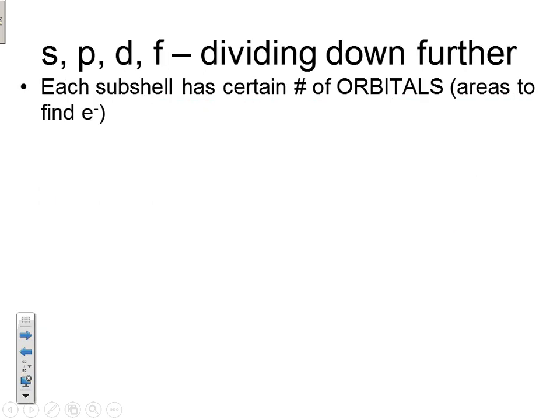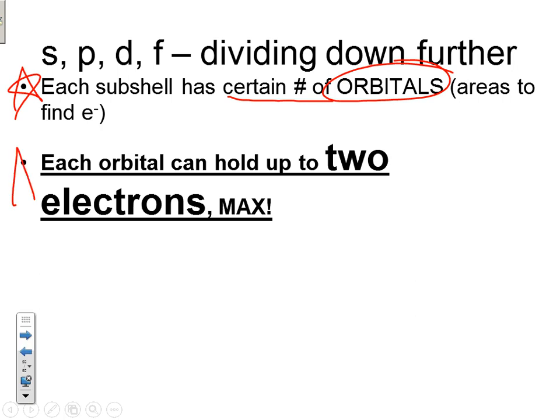And then S, P, D, and F, there's more that we can say about those, because each subshell has a certain number of orbitals, areas of space where we can find an electron, or where it's highly likely that we'll find an electron. So this is big too, because there's a cap. Each subshell can only fit a certain number of electrons based on the number of orbitals. Now remember, this is super big. Each orbital can only hold up to 2 electrons maximum.